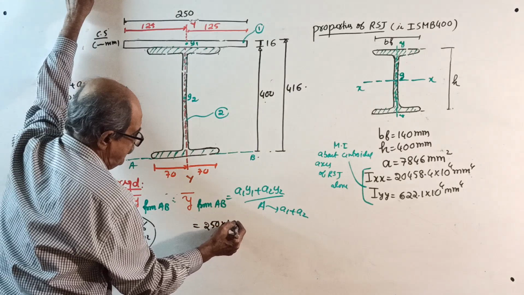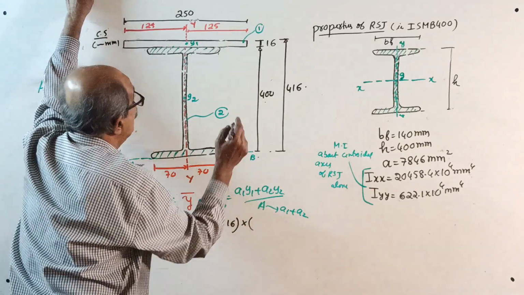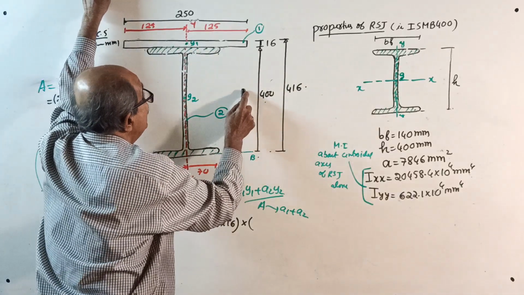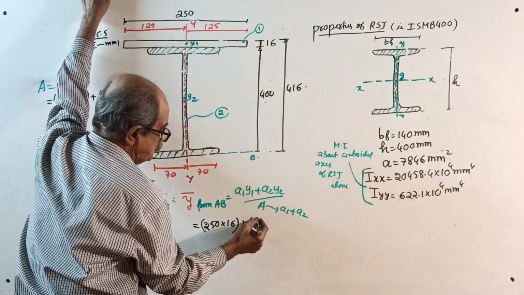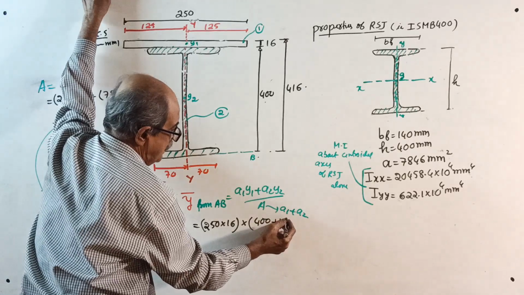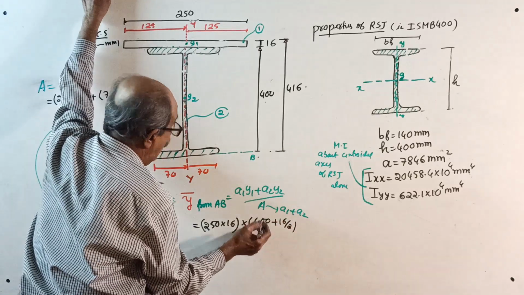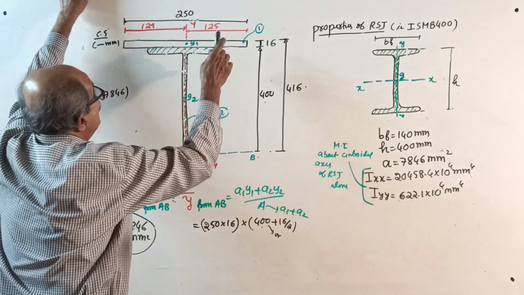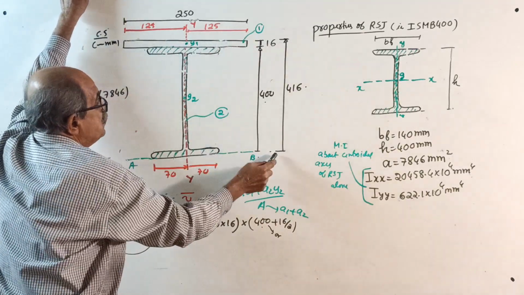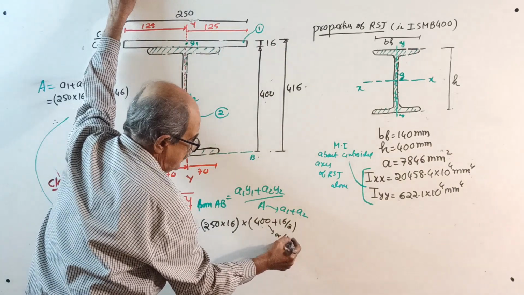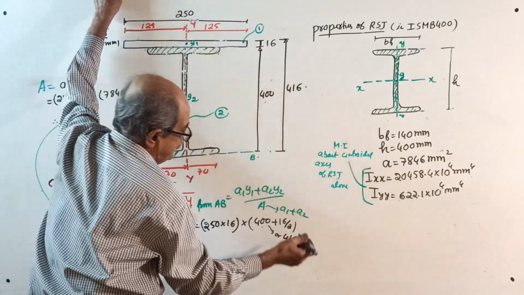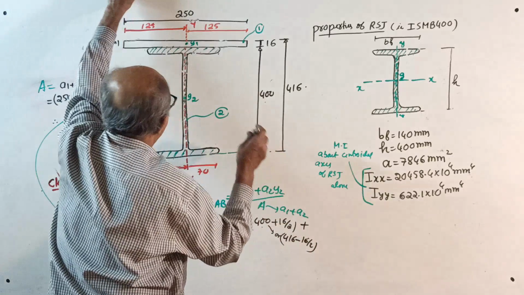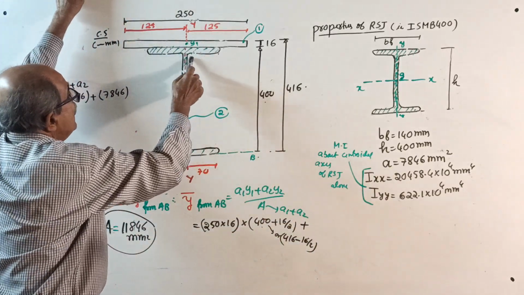Now A1, 250 into 16, is A1 into Y1. Its centroid from the bottom is 400 plus 16 by 2. You can write that, or you can make a note here: total 416, or 416 minus 16 by 2. Both are the same. Your choice. Plus A2. A2 is the complete I section, its area.